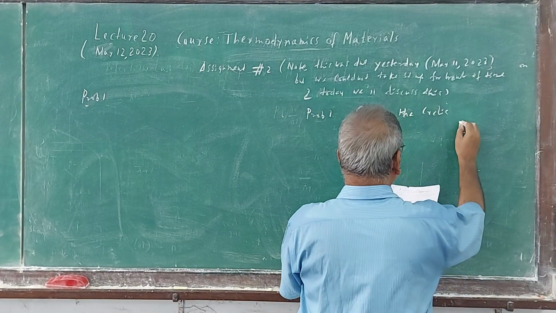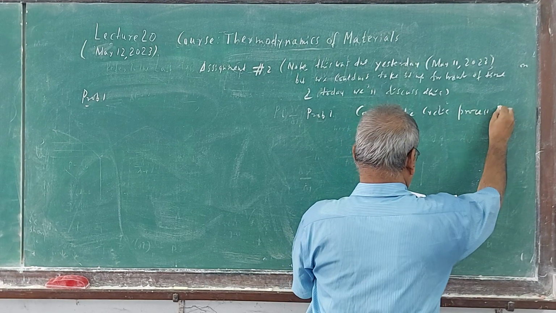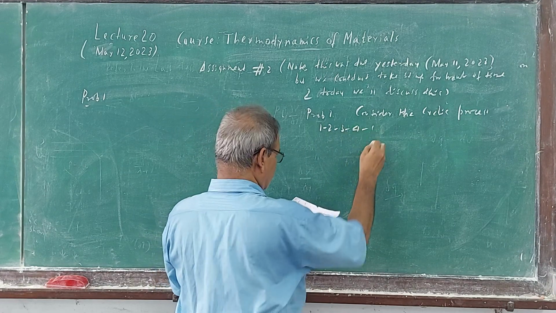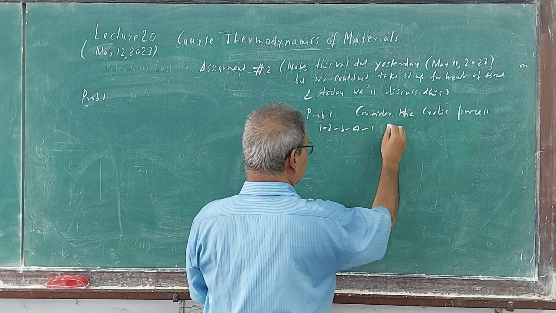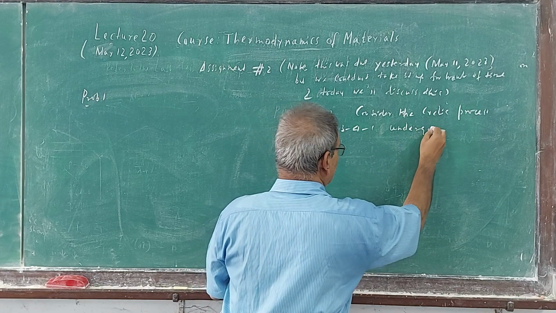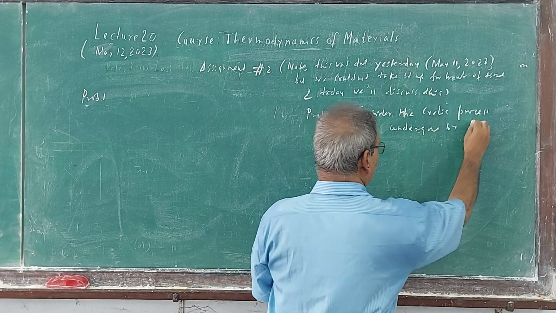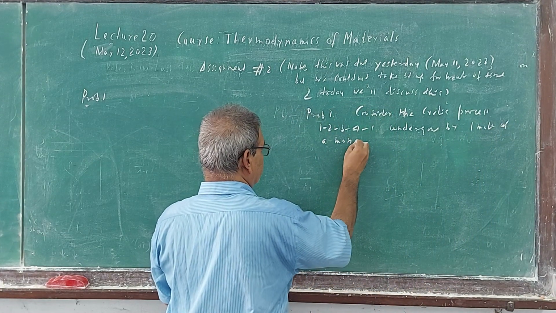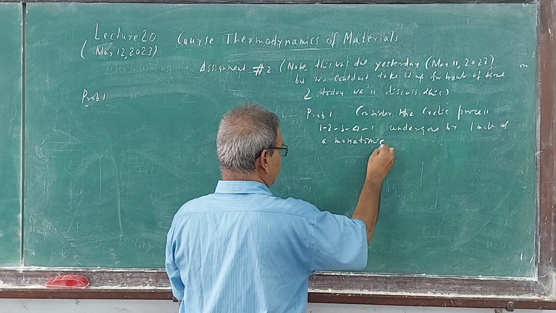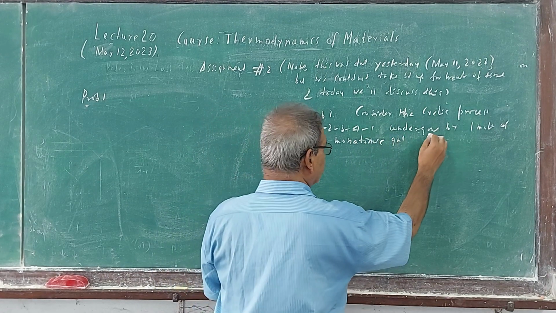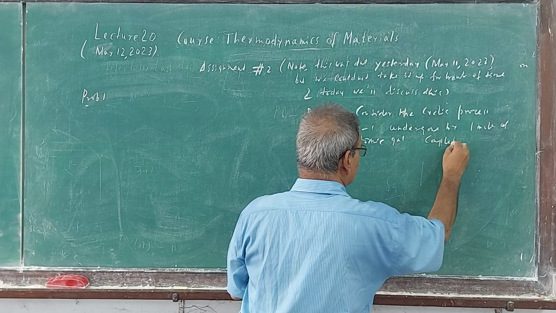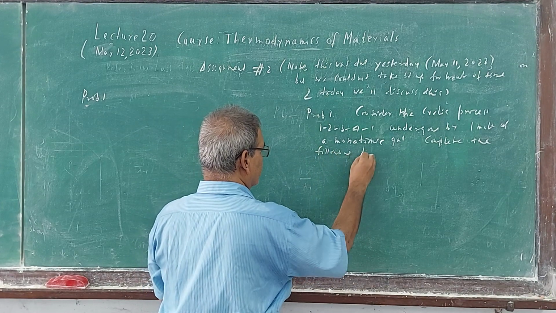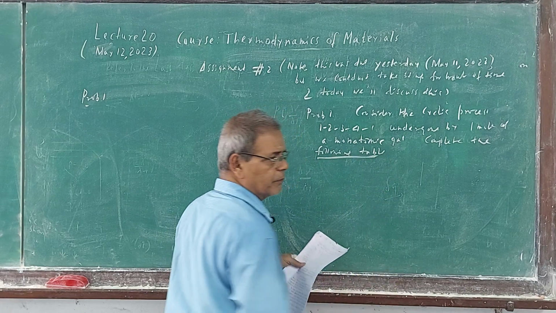Consider the cyclic process 1, 2, 3, 4, 1, undergone by 1 mole of a monatomic gas. Happy? Complete the following table. Table I am giving.